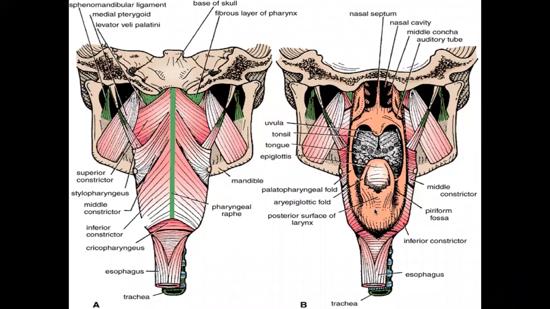You will have to write that in the deglutition process, there are stages: stage 1, stage 2, stage 3. So this is how the food passes. What are the other features you will see in the laryngopharynx? In front, we have the inlet of the larynx, and we have the cartilages of the larynx.